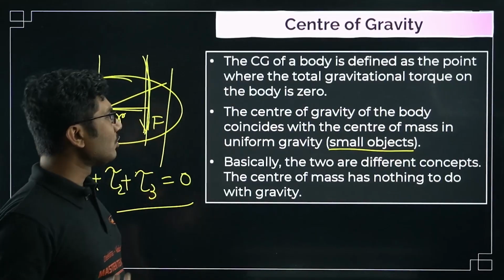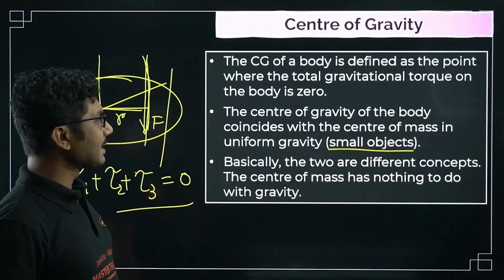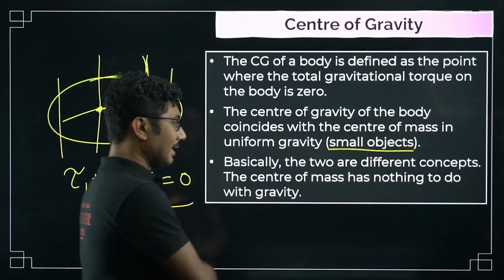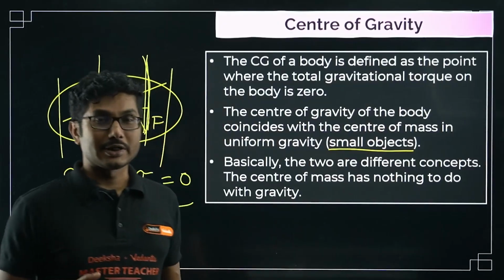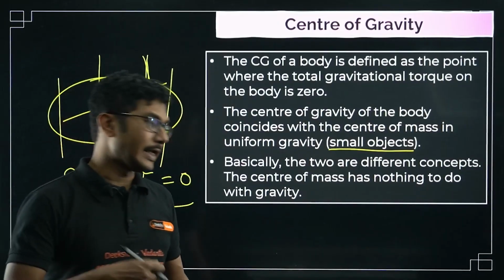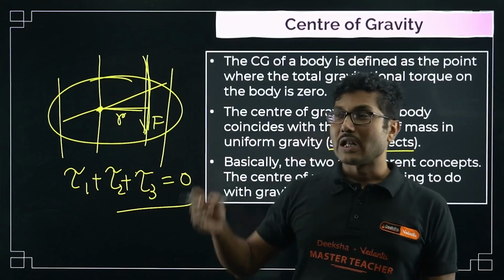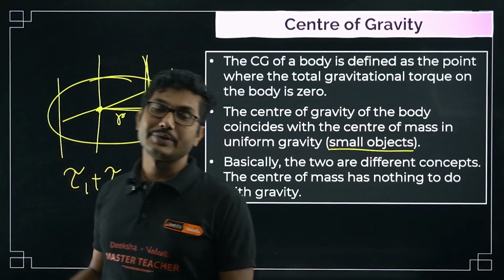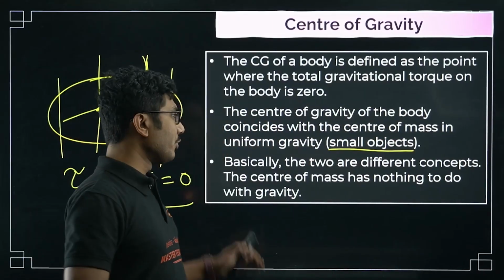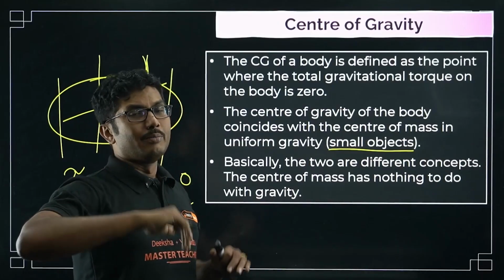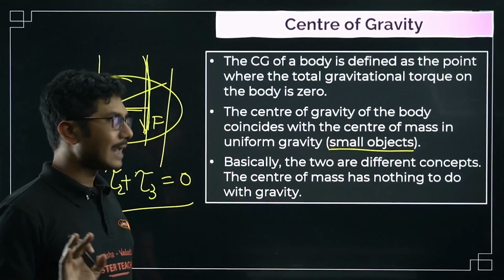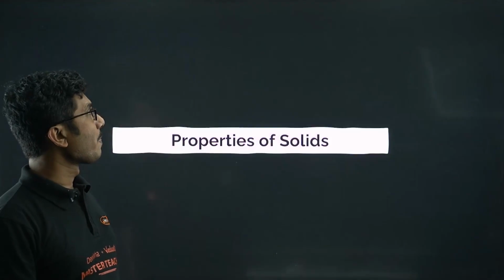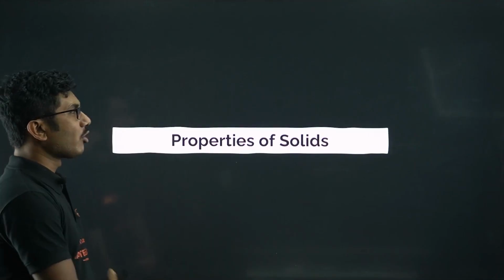Basically, the two are different concepts. The center of mass has nothing to do with gravity. Center of gravity comes from the concept of gravitation, which is a vector force, whereas center of mass comes from the scalar consideration, where we consider position and mass of individual objects. But because of symmetry, in some cases for small objects, center of mass and center of gravity can coincide, but that is not always true. Now let's move on to the next part, properties of solids, the second chapter in our discussion.